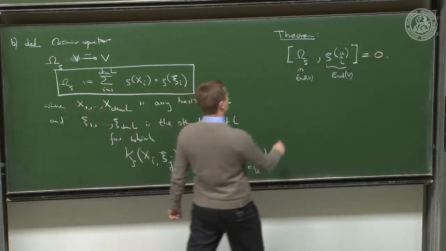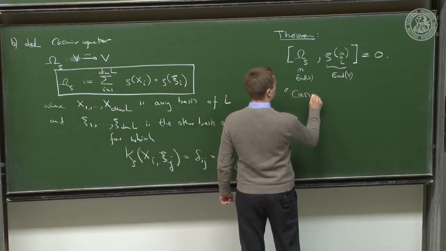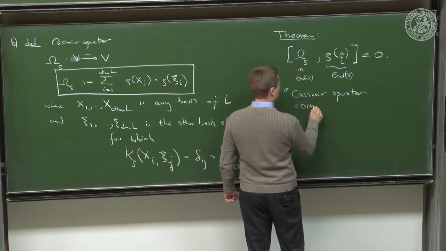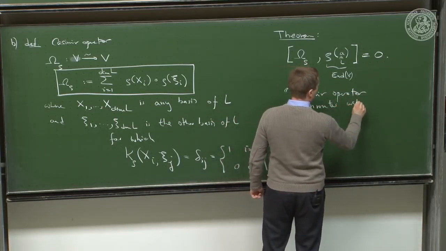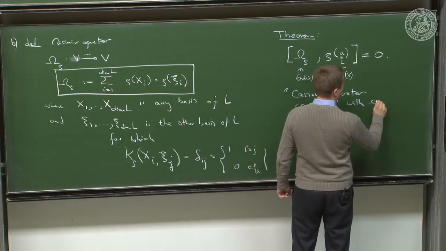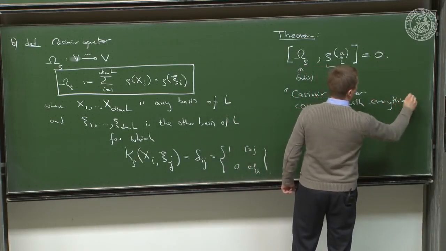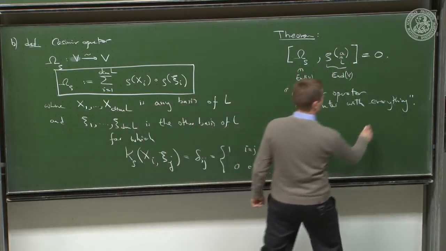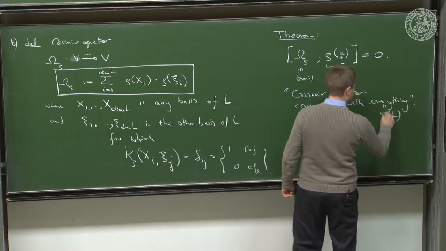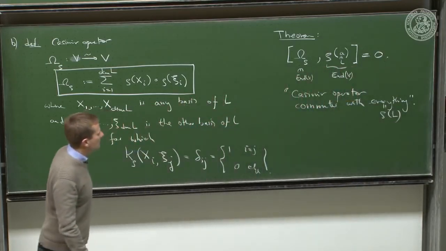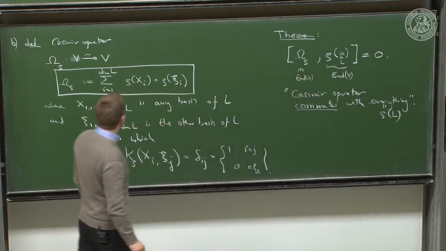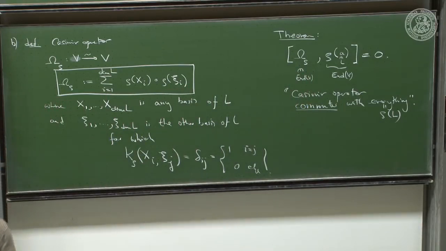So the motto here is that the Casimir operator commutes with everything. Well, everything meaning every image with the whole rho of L. So everything in rho of L. Okay? And this is how it's often introduced. Okay?